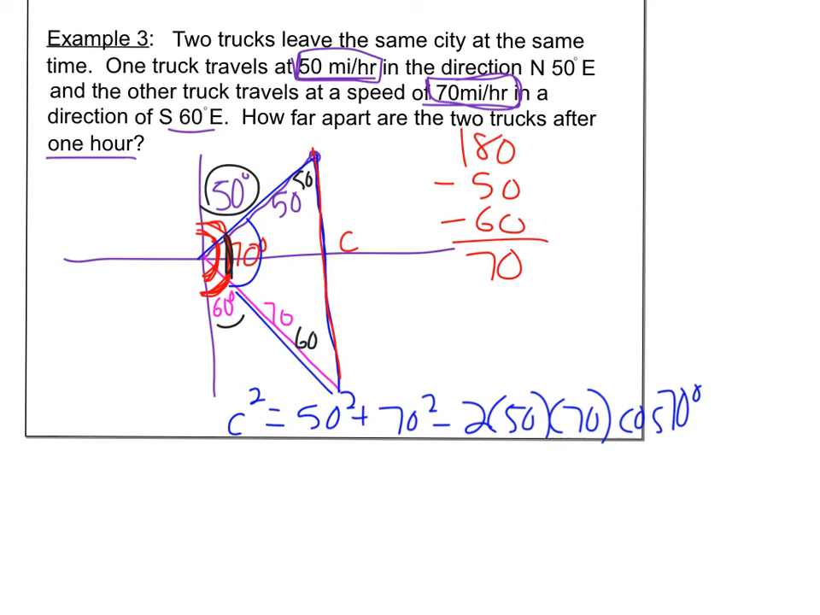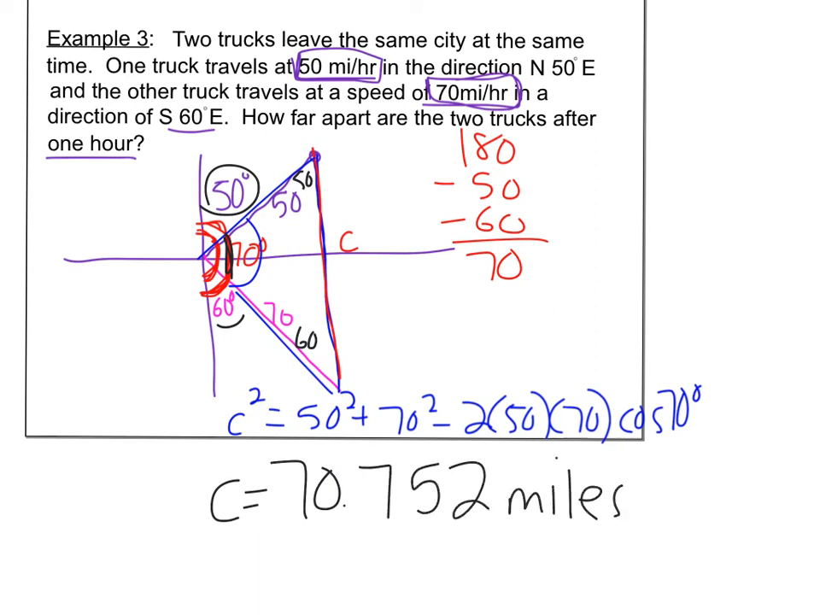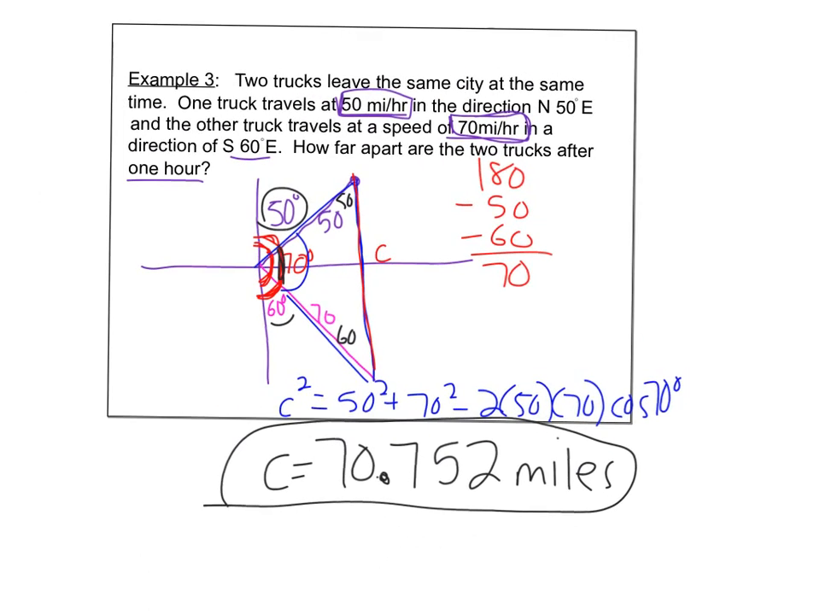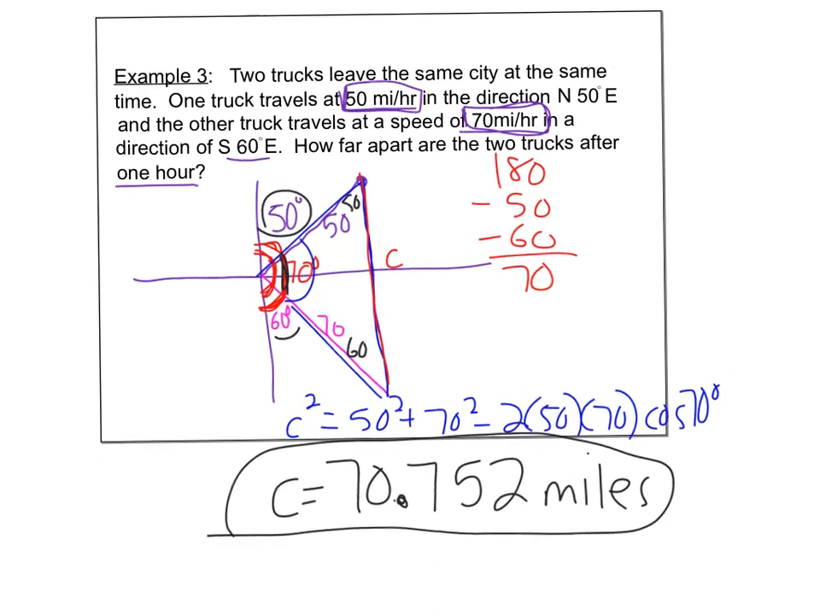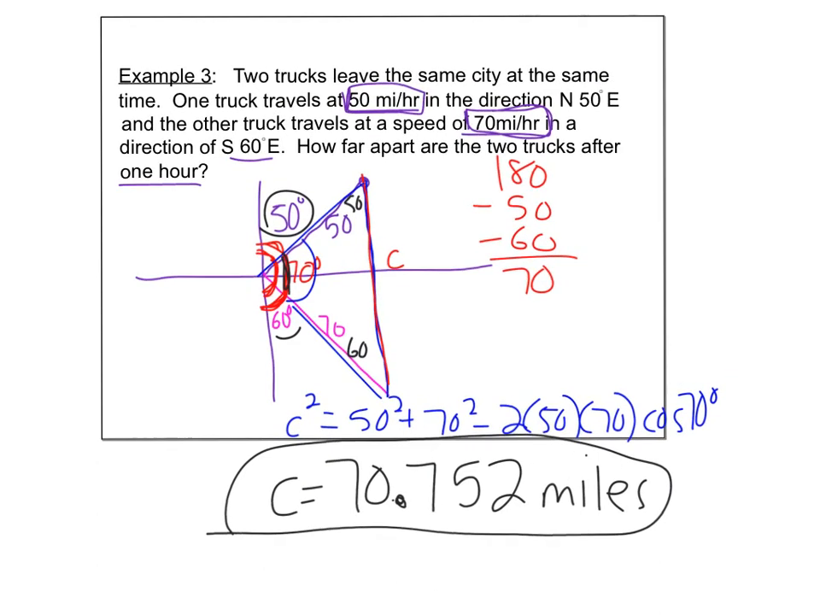Then when I figure that out, I get C equal to 70.752 miles. So after an hour, they are only a little bit more than 70 miles apart. That's all I'm doing here. A lot of this is in the setup, so you might have to read or reread the problem and double check to make sure that your picture actually reflects what the problem is saying.